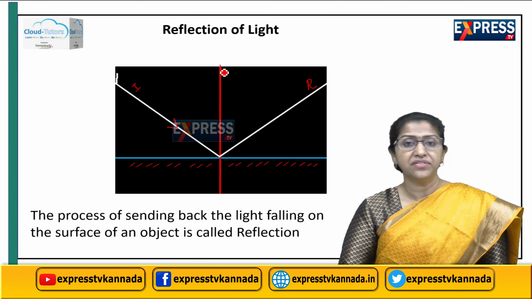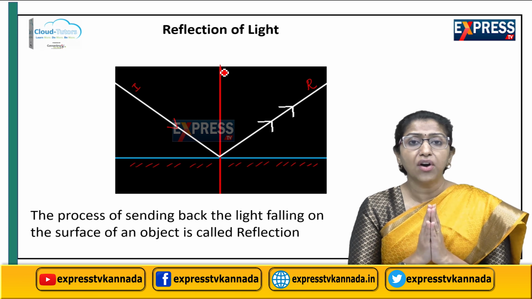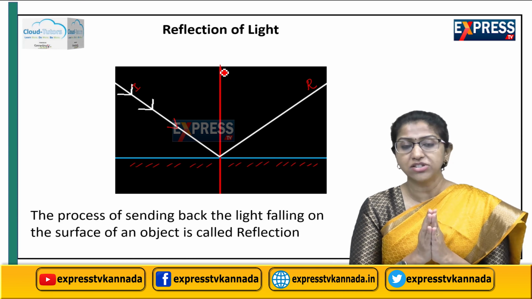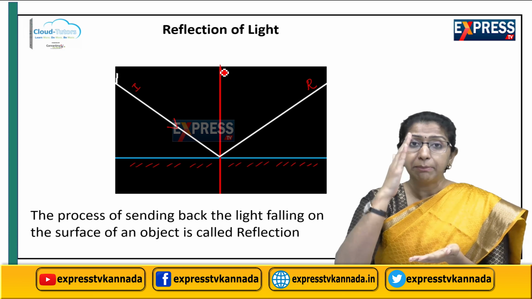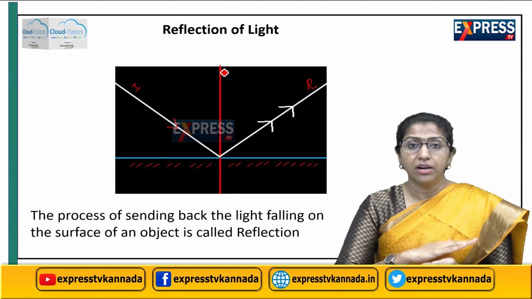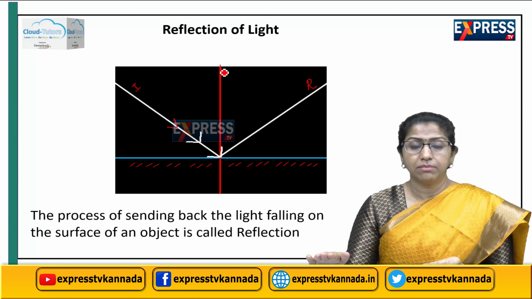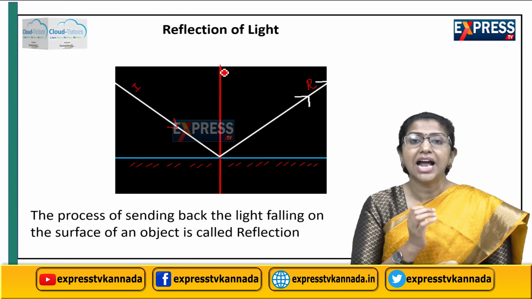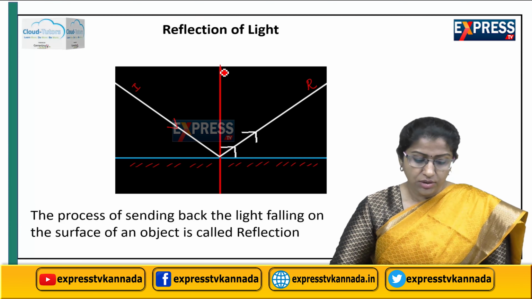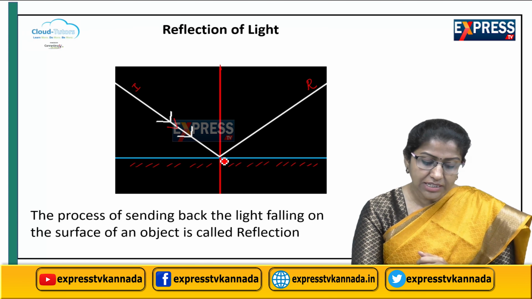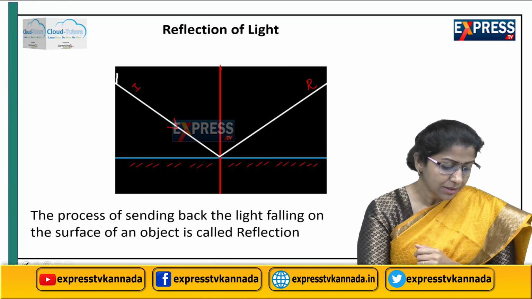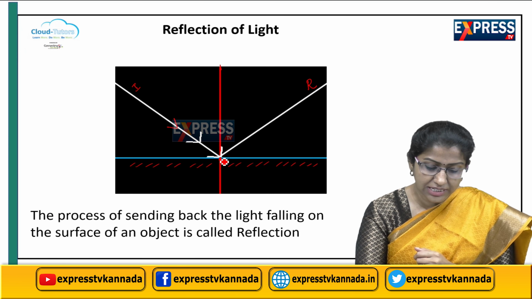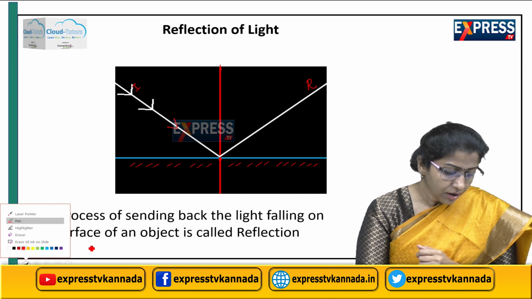What is this line then? This line is not a physical ray, and it is called the normal. What do you mean by normal? Normal is just an imaginary line which is drawn perpendicular to the plane of the surface or reflecting surface at the point of incidence. So what do we mean by point of incidence? This is the point of incidence. Let me make it into another color so you can actually see this.